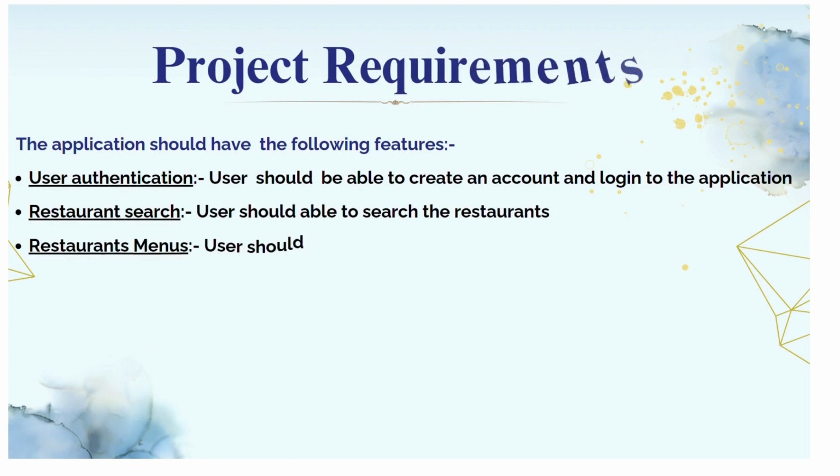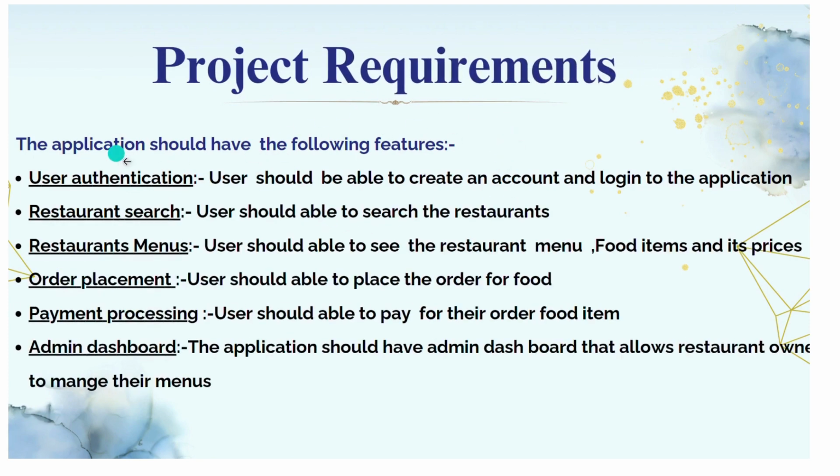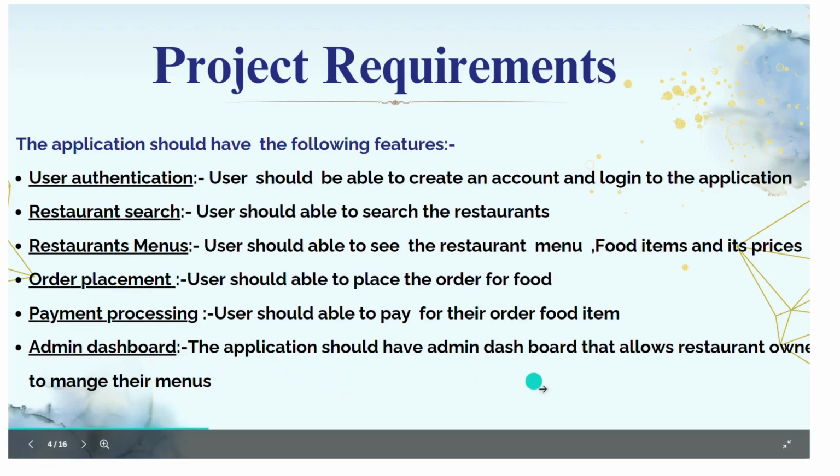On the next page, project requirements. The application should have the following features. It should have user authentication: users should be able to create an account and log in to the application. Restaurant search: users should be able to search the restaurants and restaurant menus, and see the menu of the restaurants with the food items and their prices. Order placement: users should be able to place an order for food. Payment processing: users should be able to pay for their ordered food items. Admin dashboard: this application should have an admin dashboard that allows the restaurant owner to manage their menu.